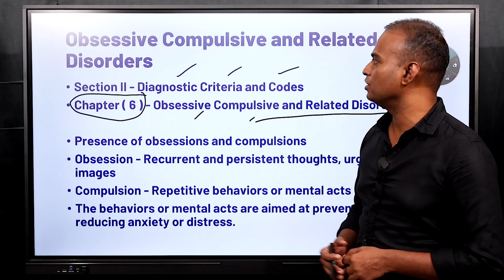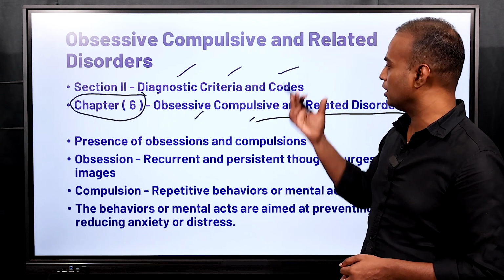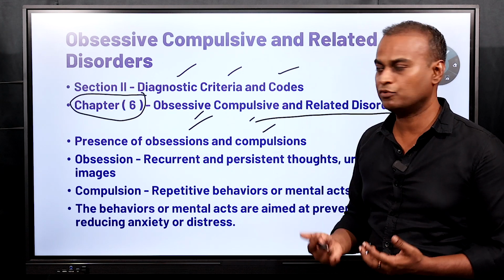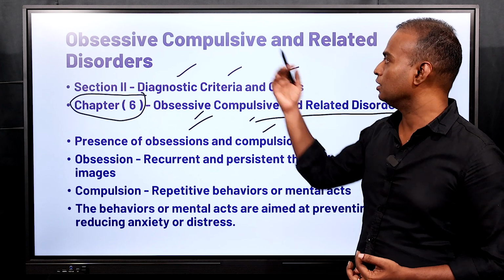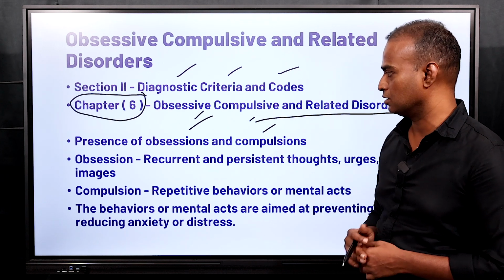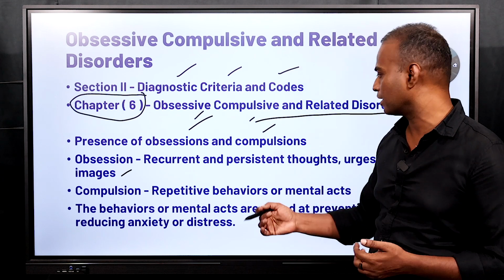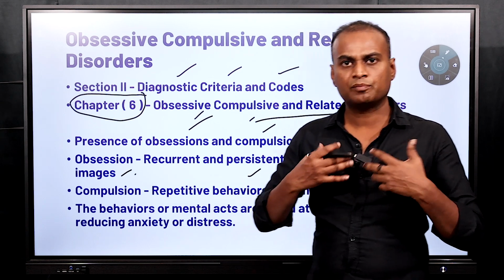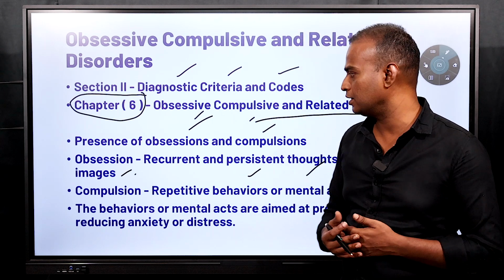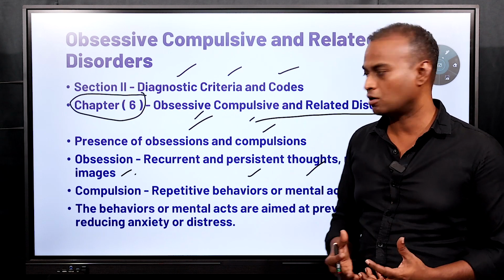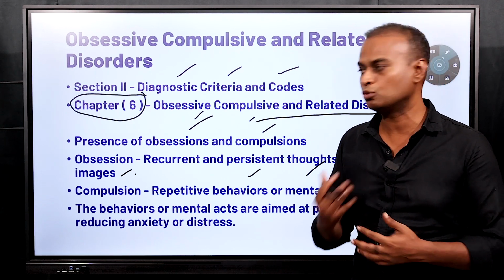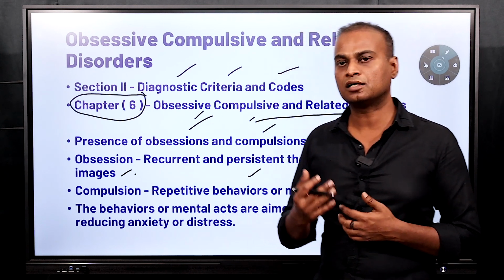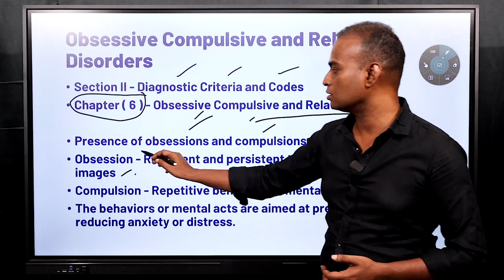Chapter 6 gives the definition of obsessive compulsive and related disorders. What is that? The presence of obsessions and compulsions. In a person, if you have obsessions and compulsions, it is known as obsessive compulsive and related disorder. Then what is an obsession? Obsession is recurrent and persistent thoughts, urges, or images. When a person is thinking about something recurrently and persistently, it can be a thought, or an urge, meaning an impulse to do something, or images. Some images are recurrently coming into the person's mind. That is known as obsession.